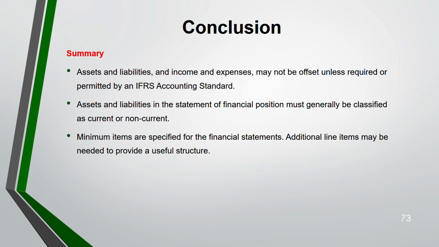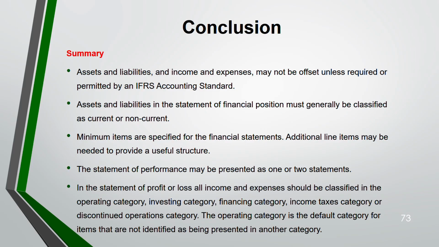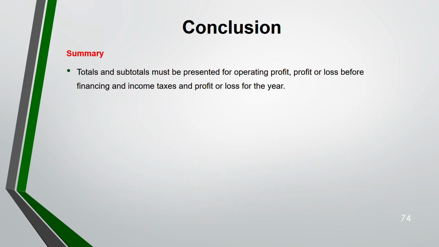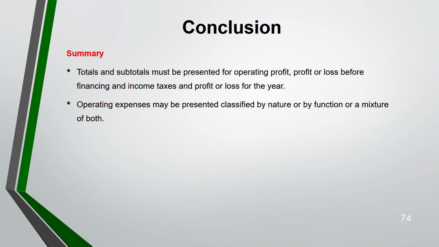Minimum items are specified for the financial statements, okay, and also additional line items may be needed to give a useful structure. Statement of performance can be prepared in 1 or 2 statements. Statement of profit and loss, okay, has all the income and expenses classified in 5 categories: investing, financing, operating, income tax, discontinued. And operating category is the default category for items that are not identified in other categories. Now, the totals and the subtotals have to be presented for operating profit, profit or loss before finance and income tax, and profit or loss for the year. There are 3 totals. Operating expense can be classified by nature or by function.